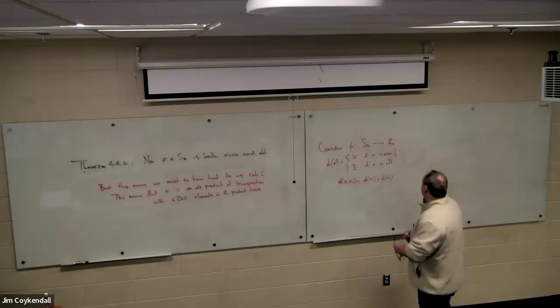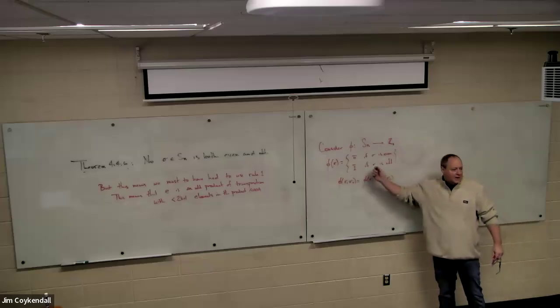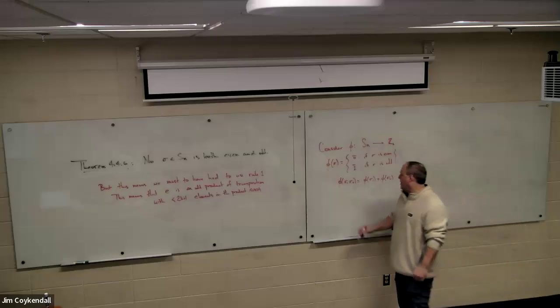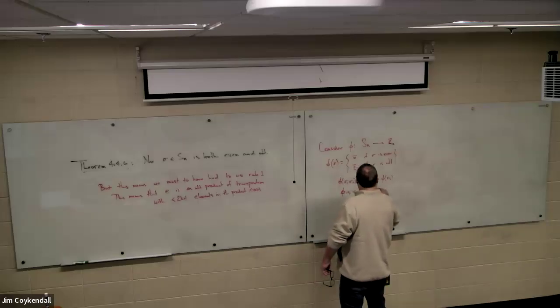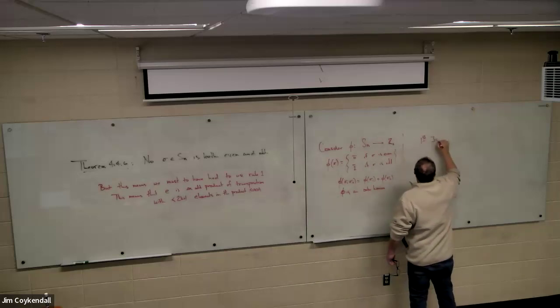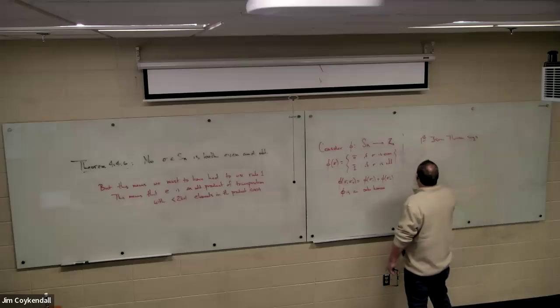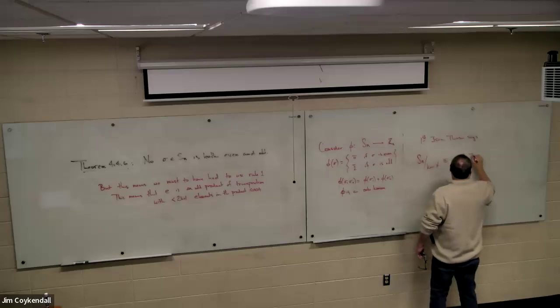So, would you also agree this is also onto? The identity permutation goes to 0 bar, and the permutation (1 2) goes to 1 bar. Do you agree with that? So this is onto. So by the first isomorphism theorem, Sn modulo the kernel of phi is isomorphic to the image of phi, which is Z2.